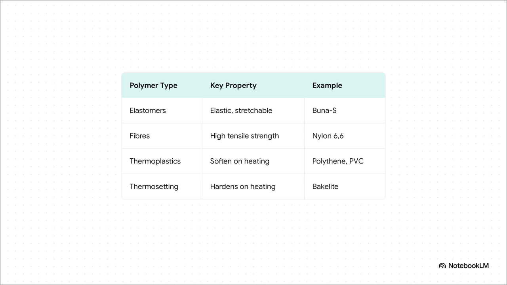And finally, you have thermosetting polymers. When you heat these guys for the first time, they undergo a chemical change and form strong, permanent crosslinks. This creates a rigid structure that becomes permanently hard. You can't melt it again. Bakelite is the perfect example.